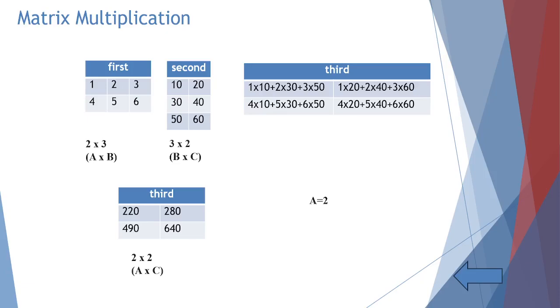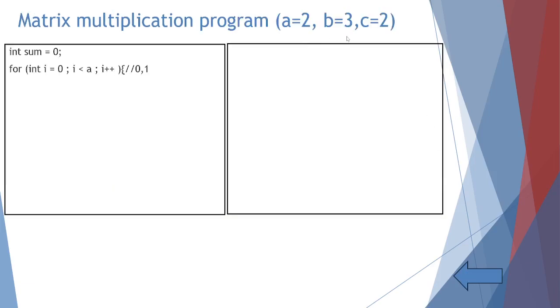A is 2 rows. B is 3 columns. And C is 2. A, B, C. We must remember this to understand the program in the next slide. A is 2, B is 3, C is 2.